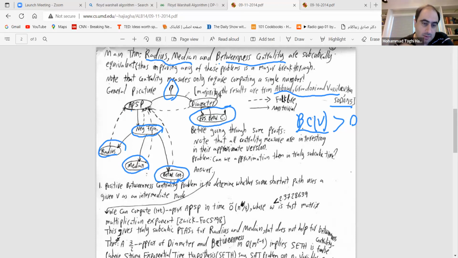As I mentioned, for other problems like radius, median, and others, we know that if we can solve them better than n cubed, then we can also solve all pair shortest paths better than that. So in some sense, they are equivalent. This is the definition of positive betweenness that I have mentioned: determine whether some shortest path uses a vertex V as an intermediate node.